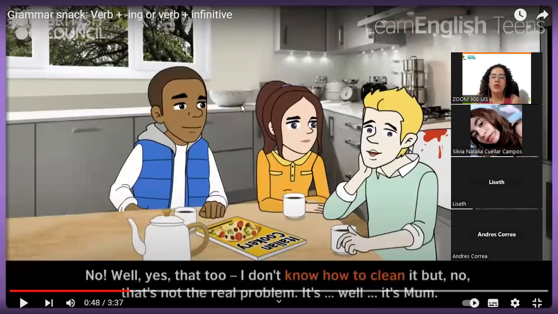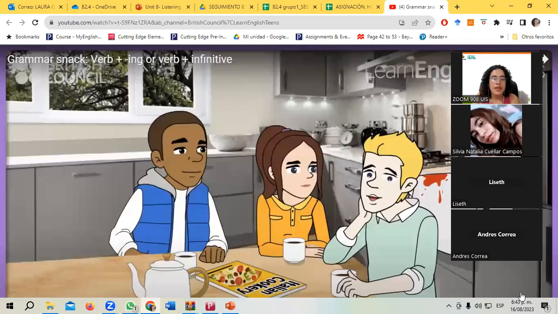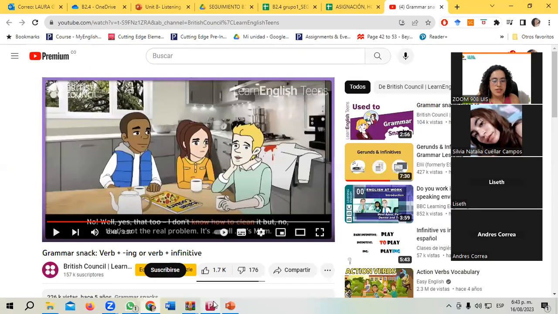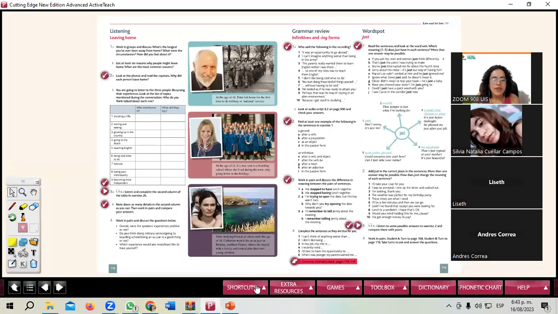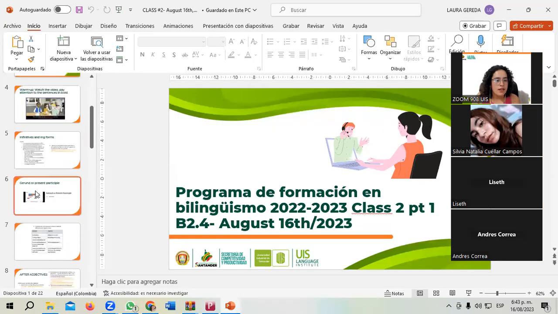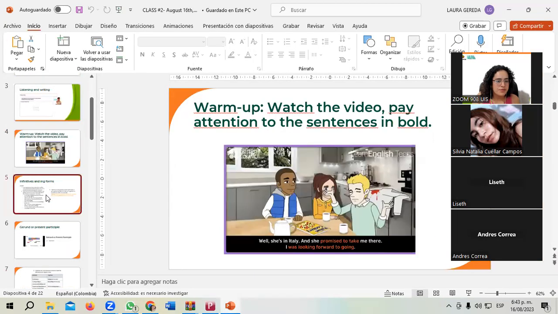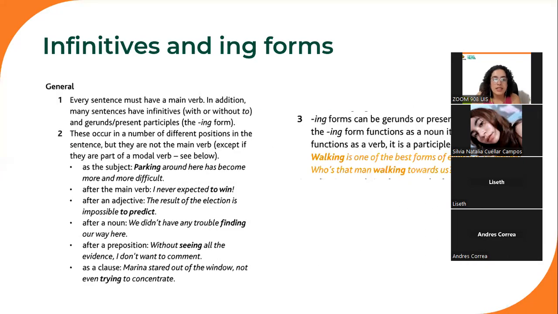Okay, so that is what we're going to review today, when do we use the infinitives and when do we use the ing forms. All right, so let's start. Let's take a look here on the slides. So let's start reviewing. We will read some examples and then we are going to practice, okay? So in every sentence, we always have to have a main verb, okay?